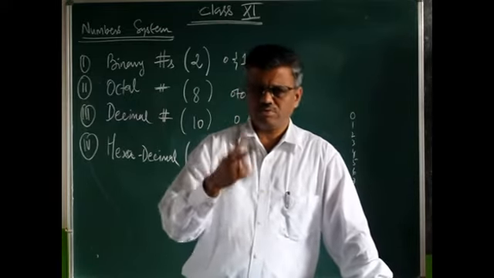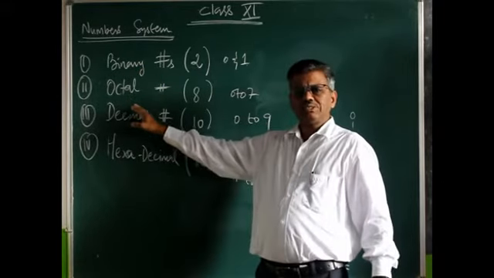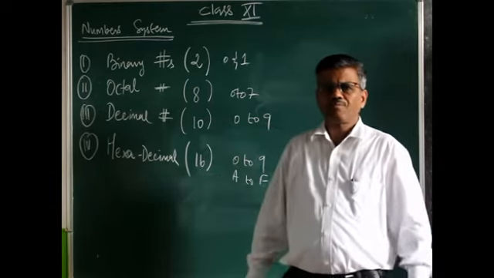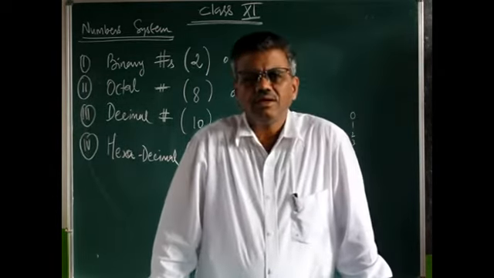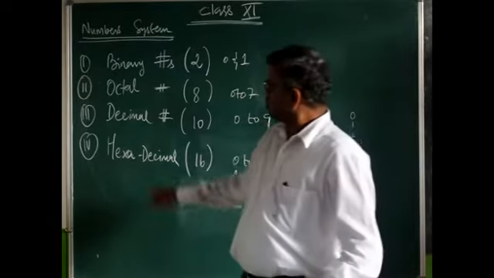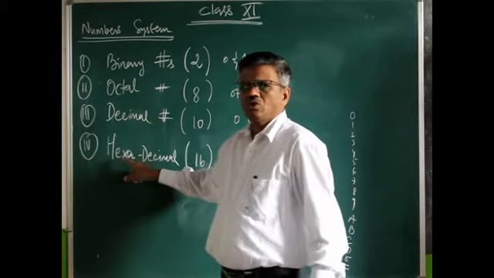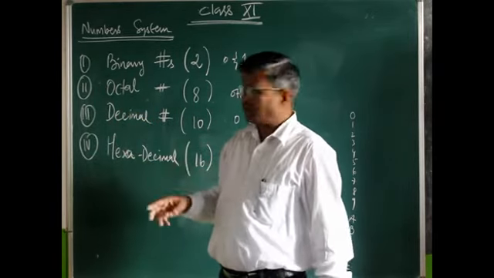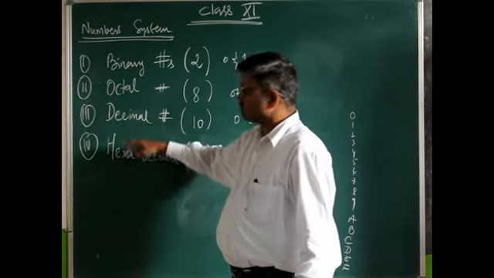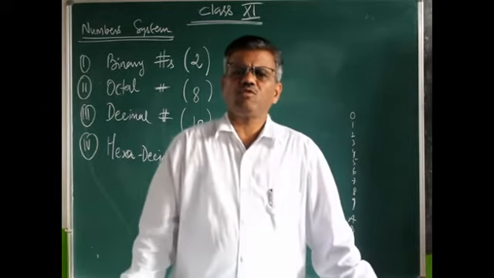Bi means what? 2. Binary number system means only 2 digits will be allowed. Octal means 8. Decimal means 10. And hexadecimal means 16. Let's do some conversion from one number system to another: decimal to binary, decimal to octal, decimal to hexadecimal, and vice versa. Binary to decimal, octal to decimal, hexadecimal to decimal. So we shall convert from one form to another form.